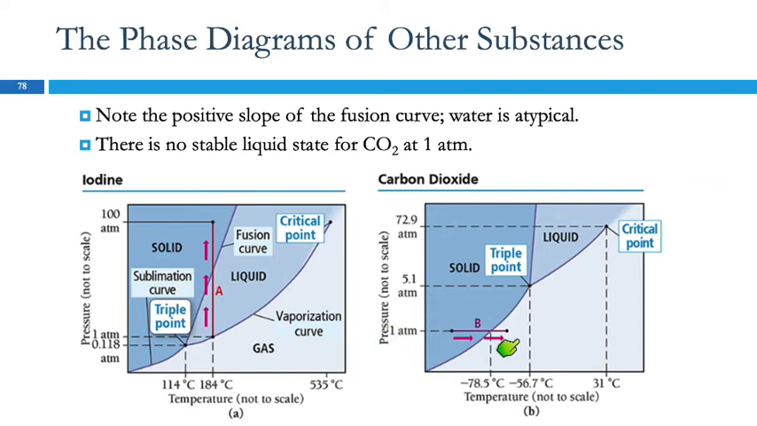So here at 1 atmosphere, as you increase the temperature, you're just going to cause the carbon dioxide to sublimate. At 1 atmosphere of pressure, there is no temperature at which liquid CO2 exists. That's kind of crazy. Here for iodine, there is a range in here where the liquid would exist. But iodine also sublimates quite easily.